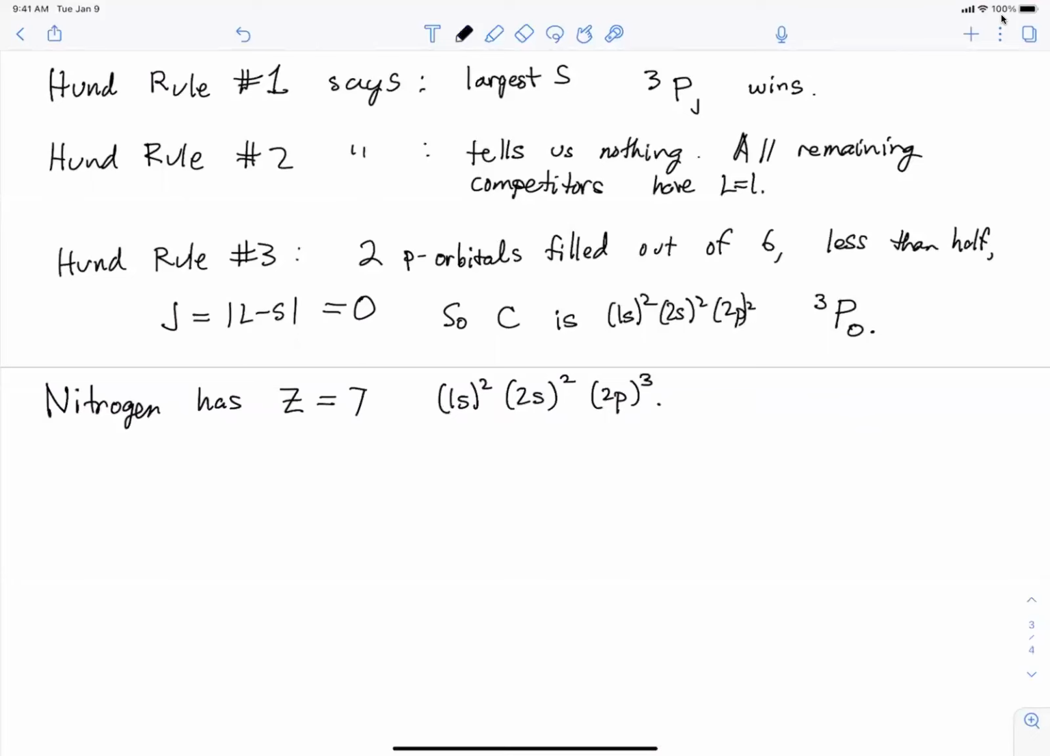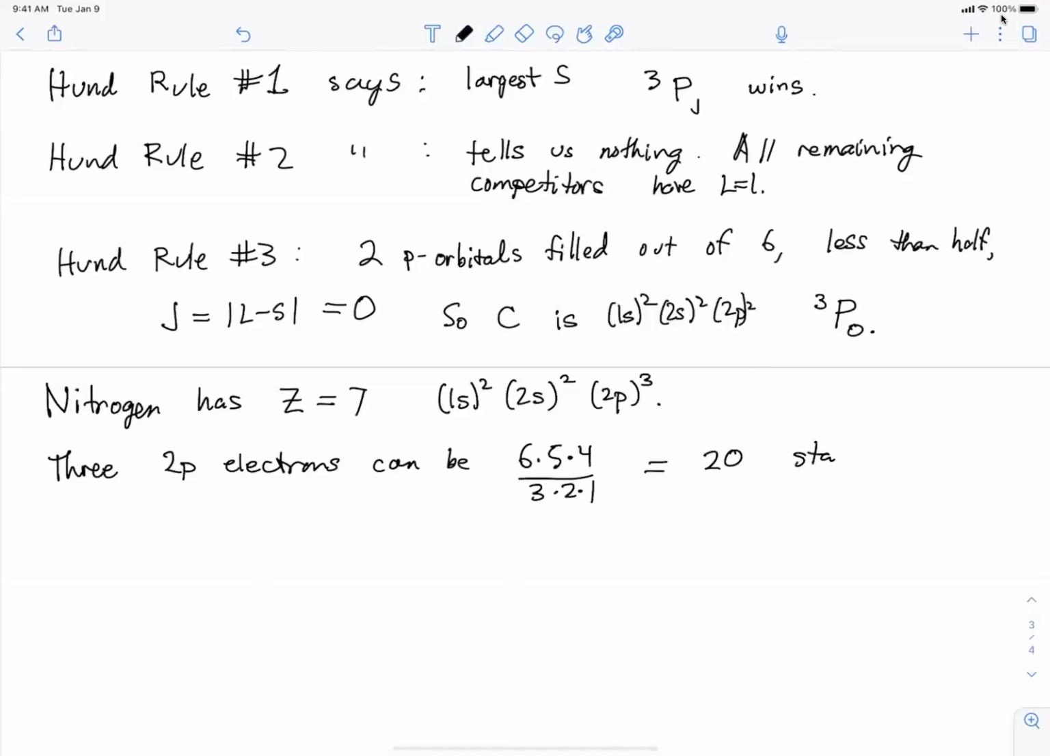And our next step is to count states. Again, when we count states, we just ignore the filled shells and only talk about the unfilled shells. They're the only ones that give that count when we're counting states. And so we have 3 2p electrons. And the number of antisymmetric combinations is always then 6 times 5 times 4 over 3 times 2 times 1. And if we multiply that out, that's 20. So there are going to be 20 states.